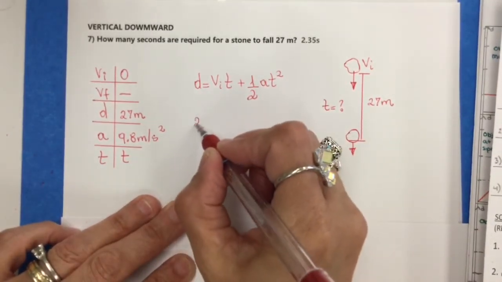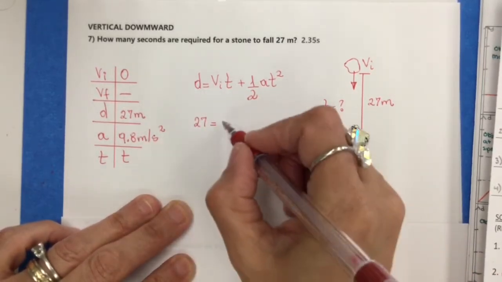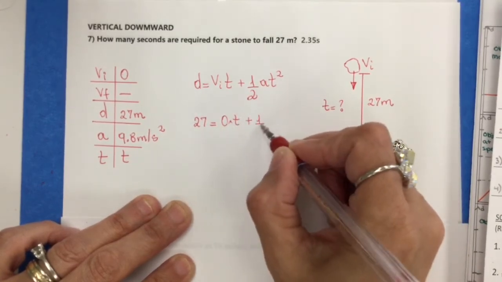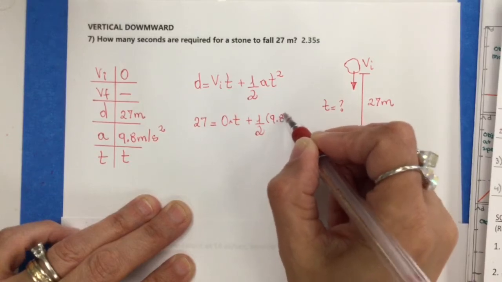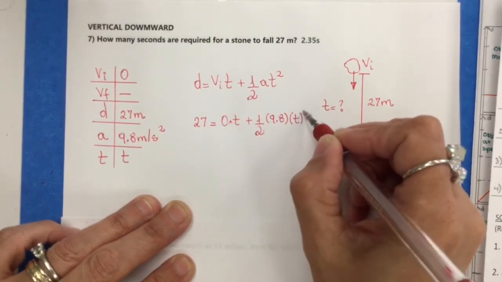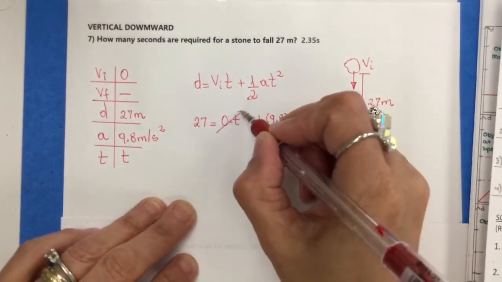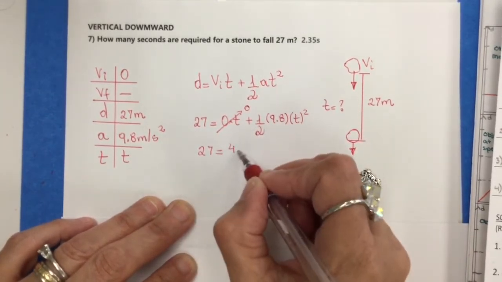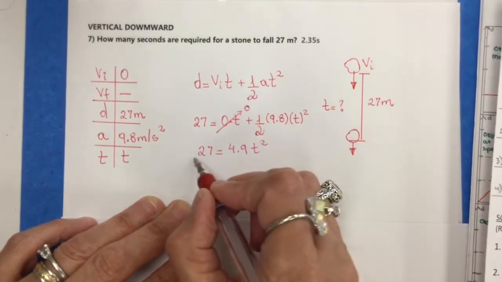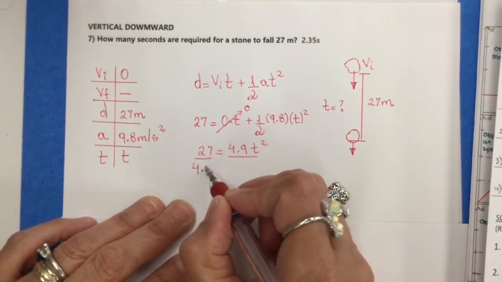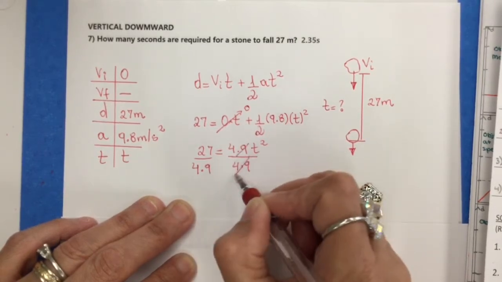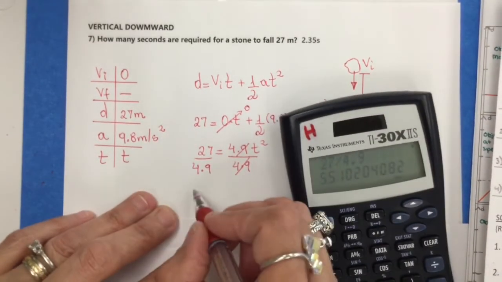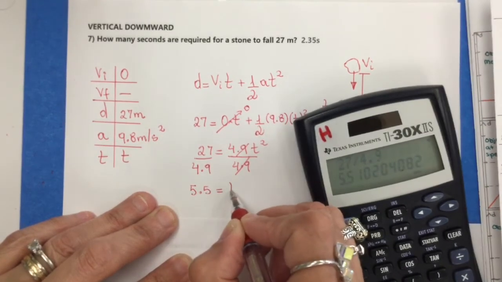So our D is 27 and our VI is 0 times time plus half. A is 9.8 and time is what we are looking for. So this is 0. Now we have 27 equals 9.8 divided by 2, which is 4.9, T squared. Now we are going to divide both sides by 4.9, and 27 divided by 4.9 is 5.5, which is equal to T squared.